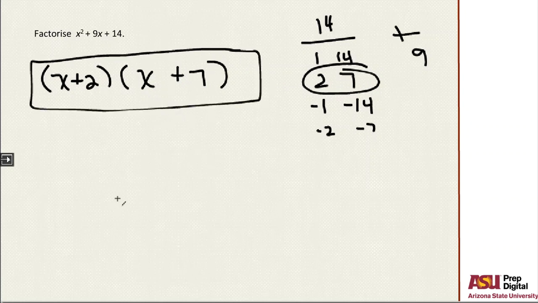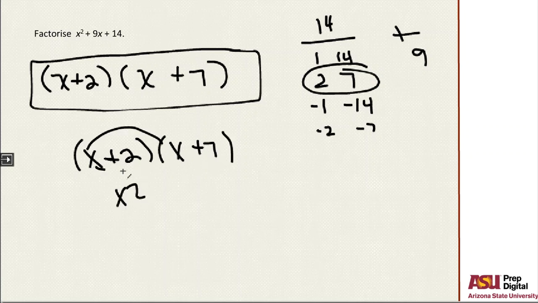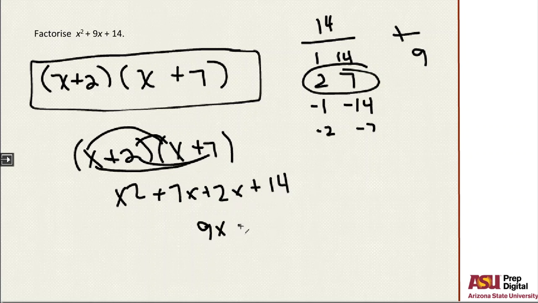Now what's nice is you can always check using the distributive property. And you might get good enough to where this can be done mentally, but just as a quick check, my first is x squared, my outer is 7x, my inner is 2x, and then my last is the 14. And then if I add these two middle terms, there's my 9x. So I can always use the distributive property to check if my factored form truly is correct. Since it is the same as my starting expression, I know that this is the correct answer.